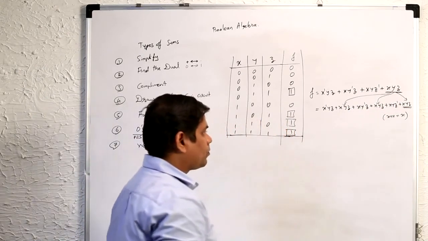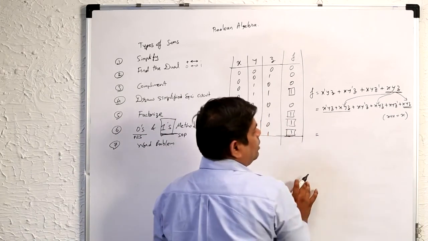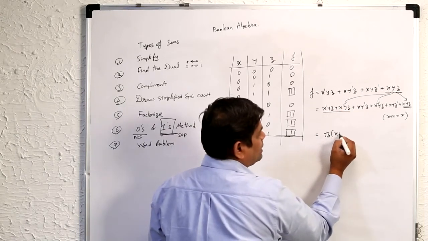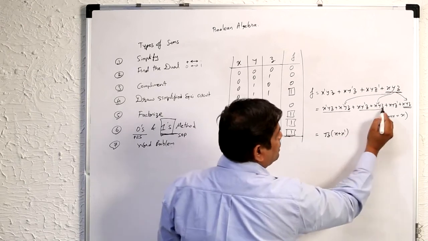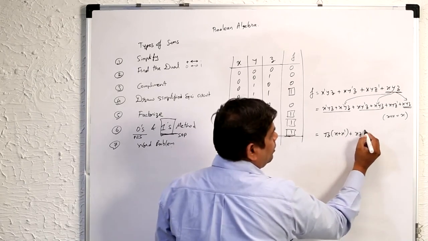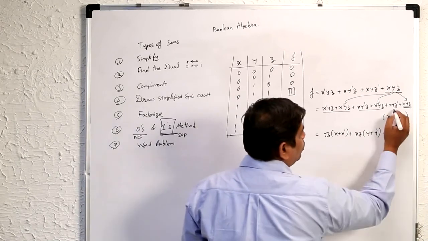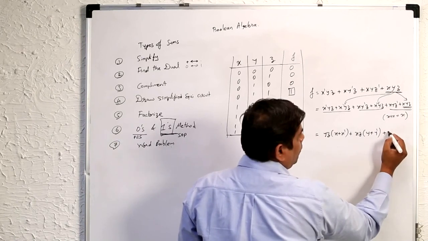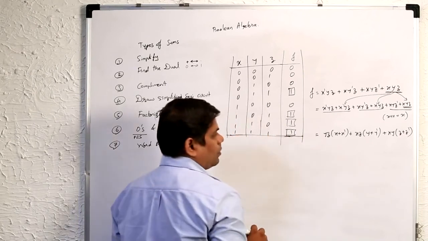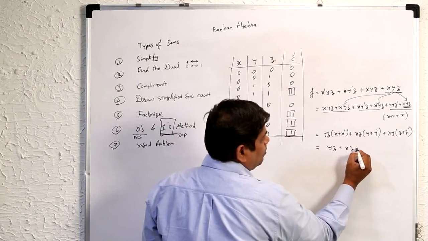That we can do. Next objective is to take yz common from the first, and you get x plus x dash. From the next two, you can take xz common, you get y plus y dash, and from the last two, you must take xy common and you get z plus z dash. So the final answer is yz plus xz plus xy.